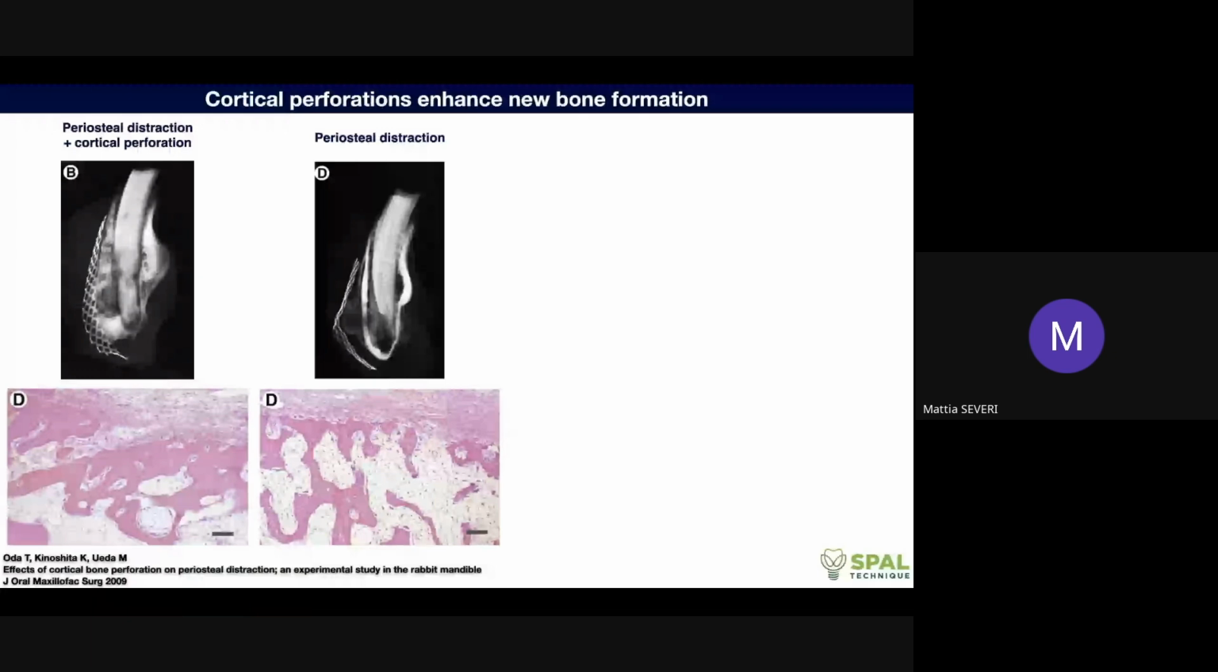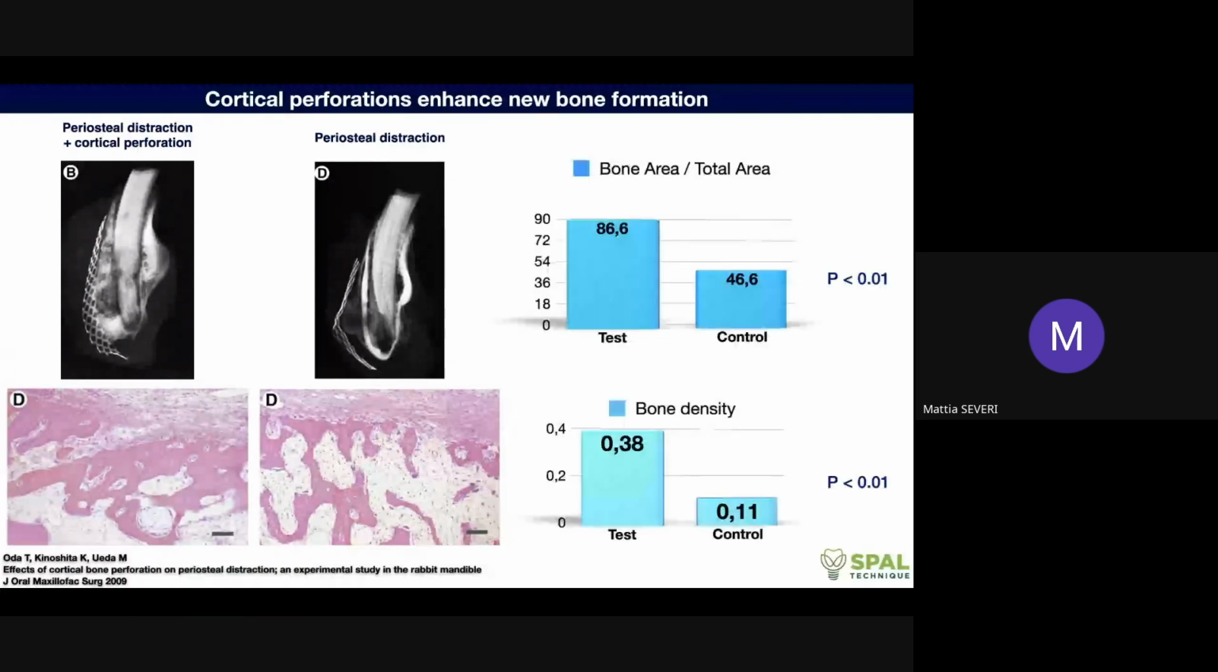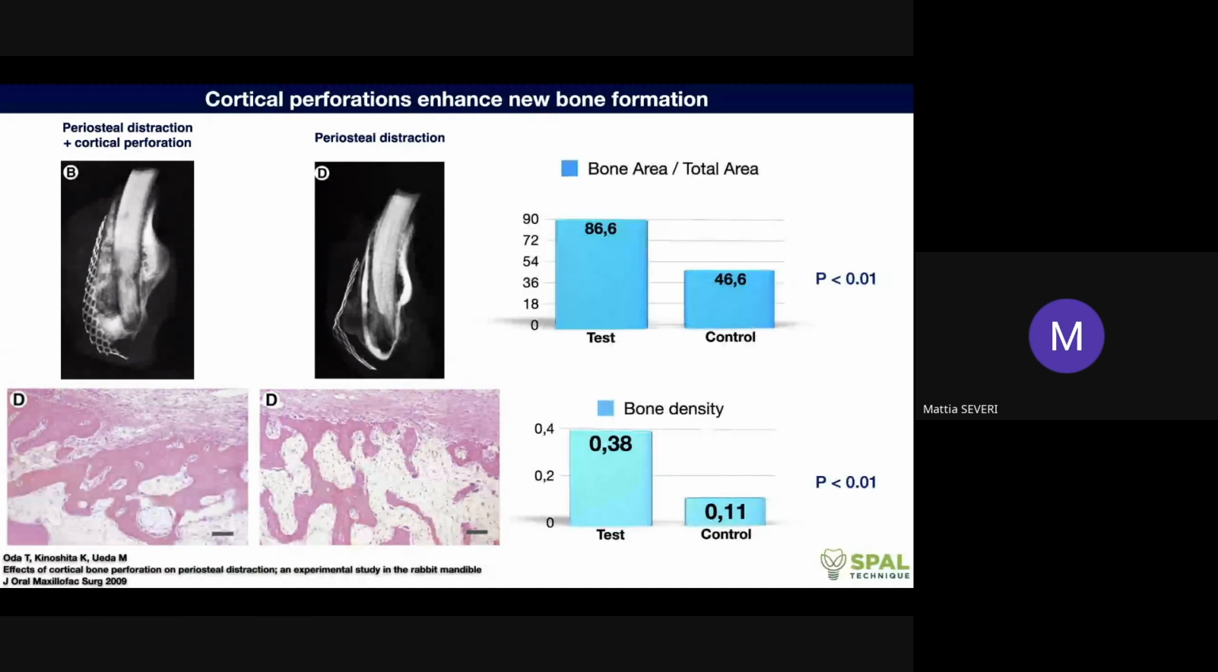Last but not least, cortical perforations have an important role in our technique in forming new bone. You can see that in this model, where a technique similar to ours was performed, in other words, periosteal destruction was performed in association or not in association with cortical perforations, we can see that the area of new bone formation and the bone density were significantly higher when periosteal destruction was associated with cortical perforation with respect to periosteal destruction alone.